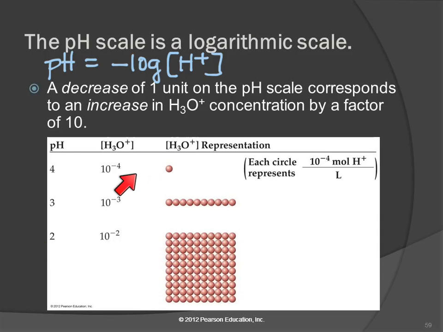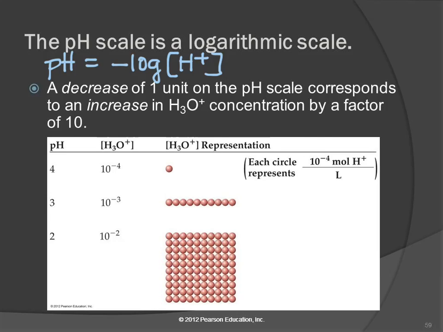If we look at a graphic representation of these concentrations, from 10 to the minus 4 to 10 to the minus 3, that's a factor of 10. So 10 to the minus 3 is 10 times as concentrated as this one. 10 to the minus 2 is 100 times as concentrated. And that's why we use the log scale, because otherwise we have this range from 1 mole per liter to 10 to the minus 14 moles per liter. That's 14 orders of magnitude.